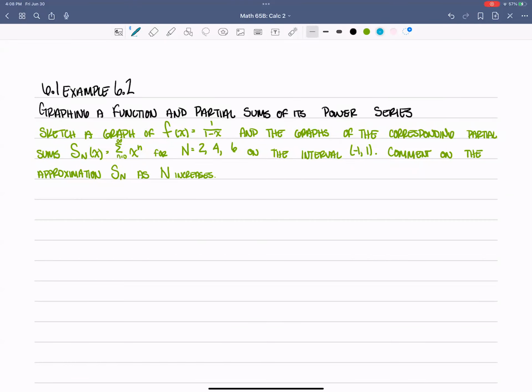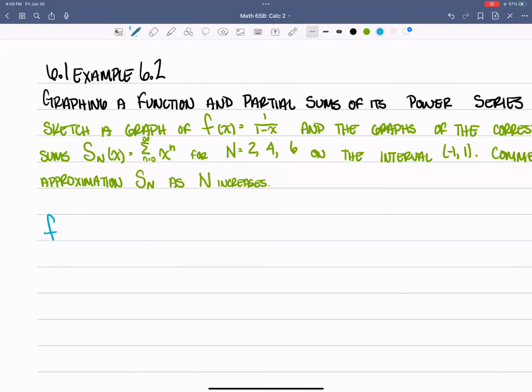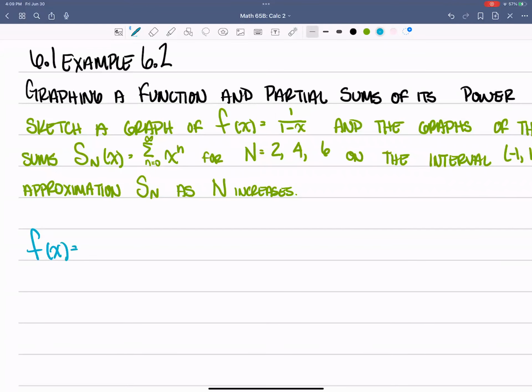Before we graph it, we have to figure out what the function actually is. So we have f of x, that one's easy, it's given to us. F of x is equal to 1 over 1 minus x. Let's look for s sub, they want us to look for 2, 4, and 6. So what we're doing is following this right here. S2 is this stopping at the number 2.